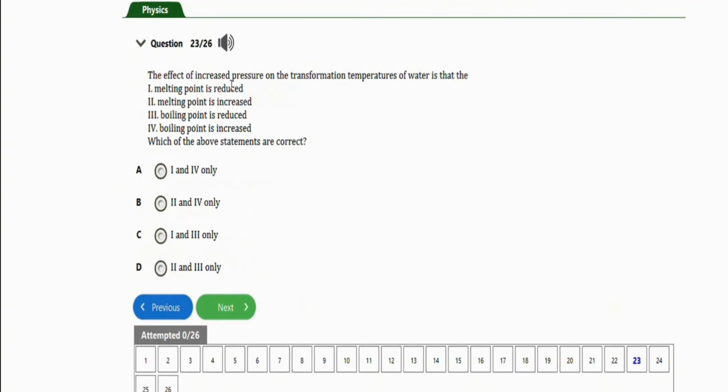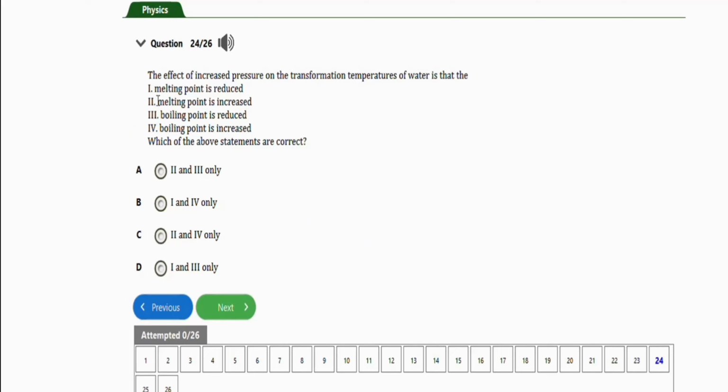It says, the effect of increased pressure on the transformation temperature of water is that the melting point is reduced, melting point is increased, boiling point is reduced, boiling point is increased. Which of the above statements are correct? So boiling point is increased, correct. Melting point is decreased or reduced is also correct. So the right option here would be the one that has IV, which is boiling point is increased, and the one that has I, which is melting point is reduced. So we have I and IV. This is option A. Alright, next question is this one.